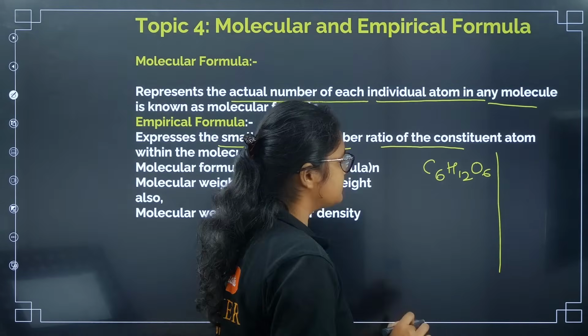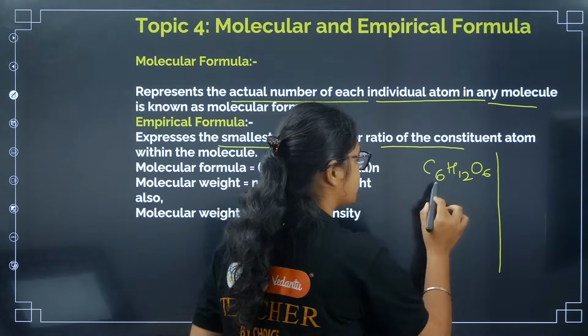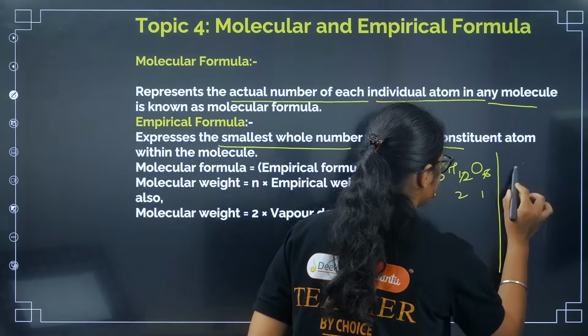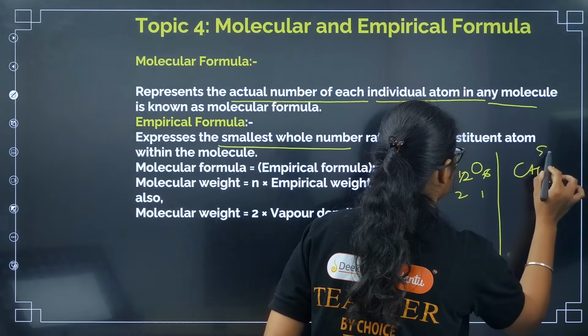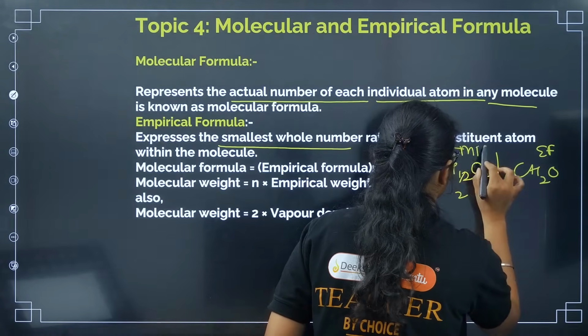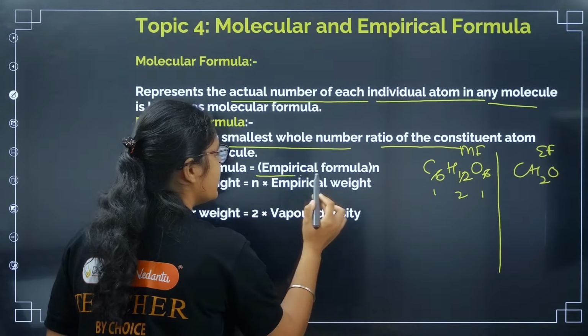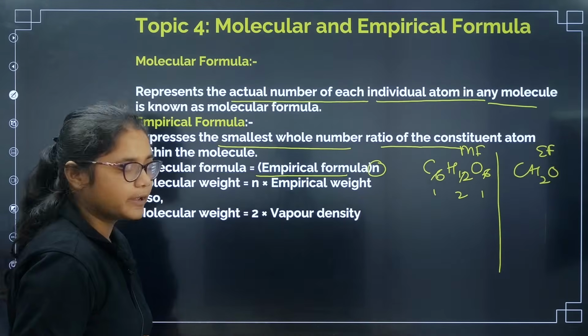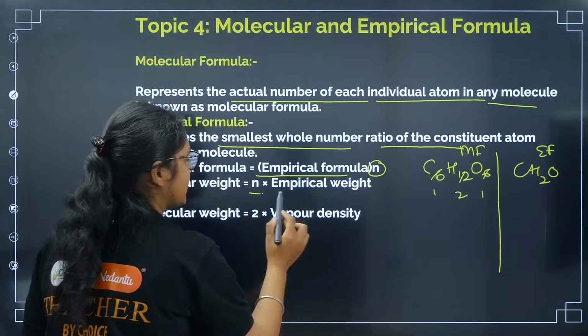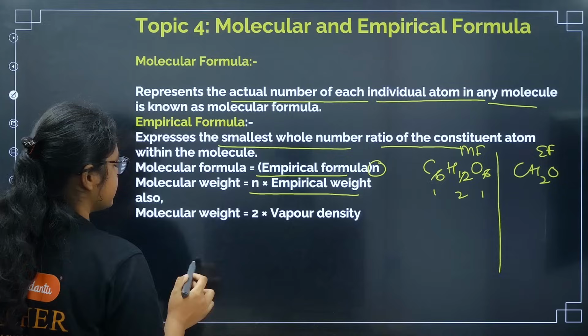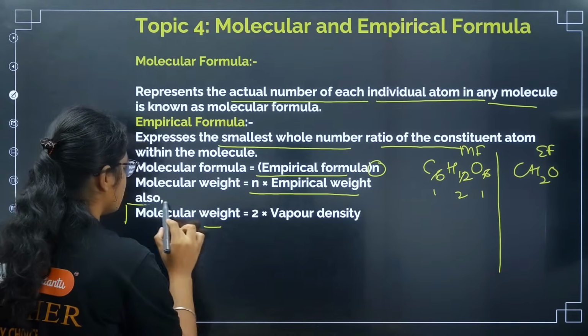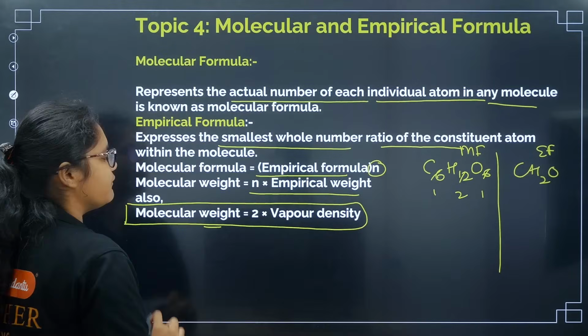Glucose's actual formula is this one. Empirical formula means you have to take the ratio of all the atoms. So we can cancel: 6, 12, 6 become 1, 2, 1, so it is CH2O. This is the empirical formula and this is the molecular formula. Molecular formula will be equal to empirical formula times n. Molecular weight is equal to n times empirical weight, so you just have to multiply. One more formula: molecular weight is also equal to 2 times vapor density.